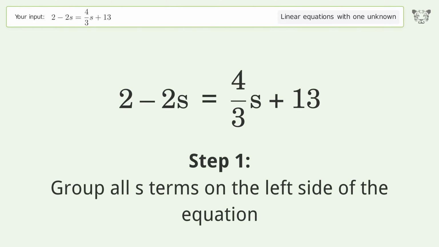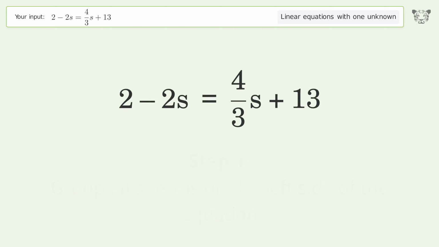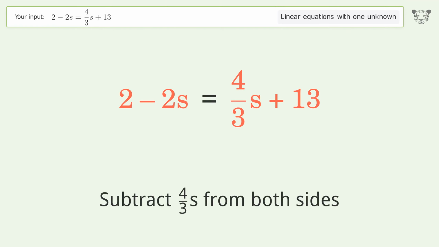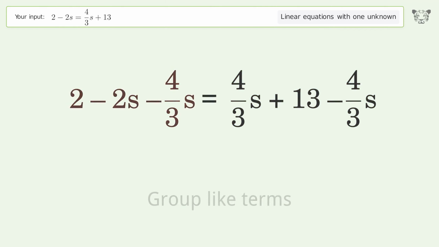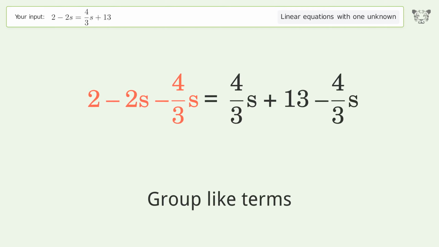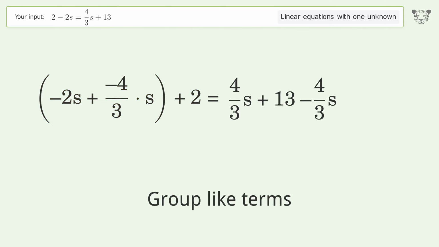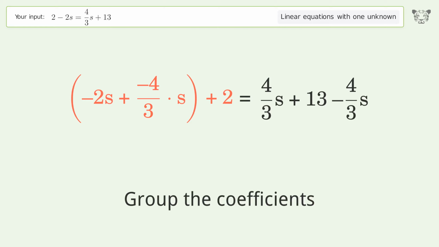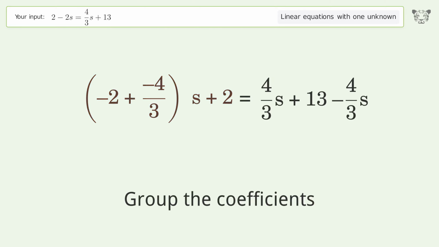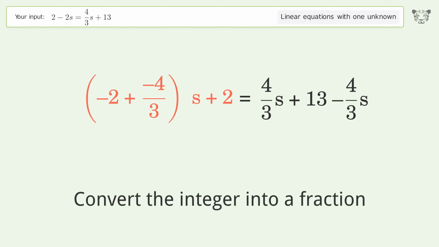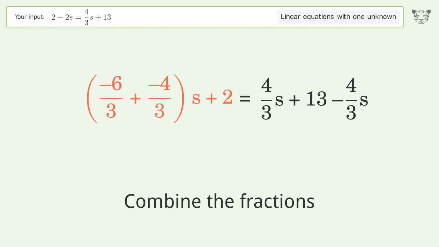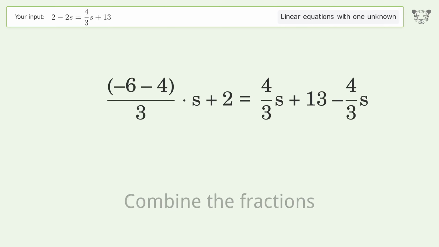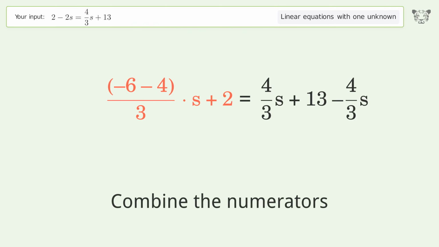Group all s terms on the left side of the equation. Subtract 4/3s from both sides. Group like terms. Group the coefficients. Convert the integer into a fraction. Combine the fractions. Combine the numerators.